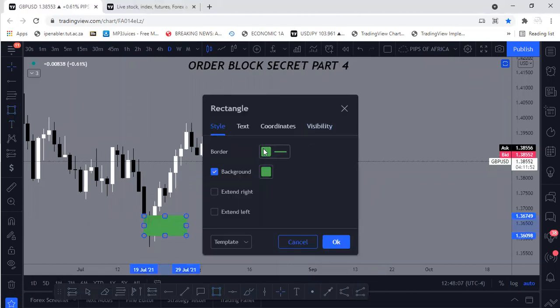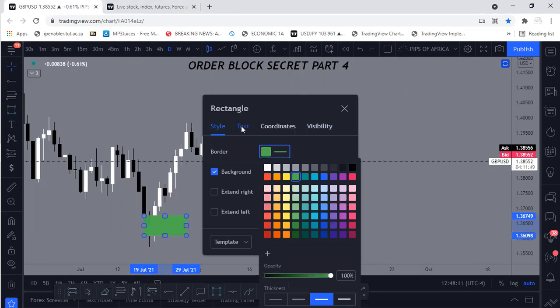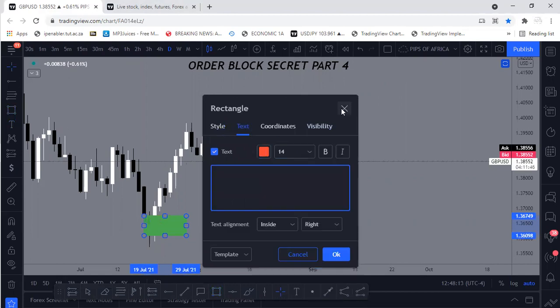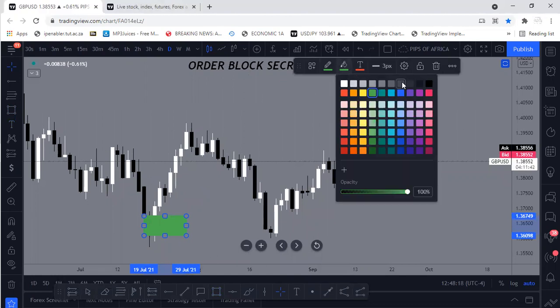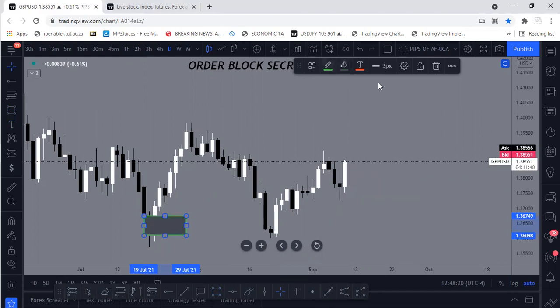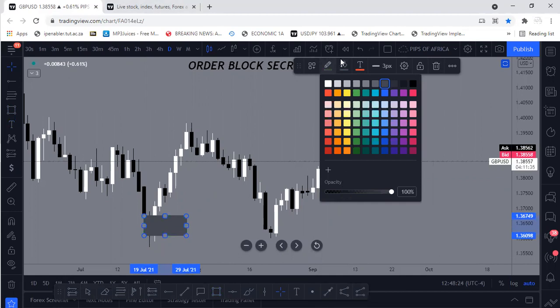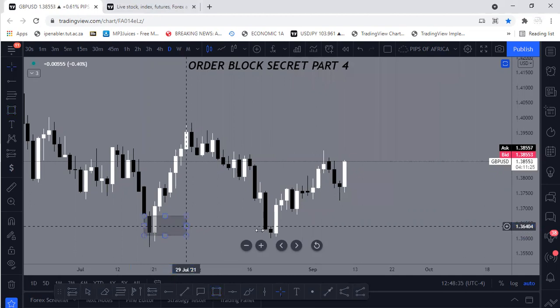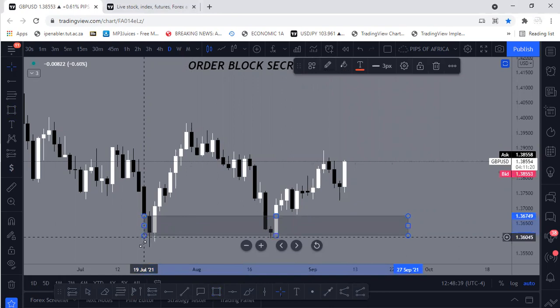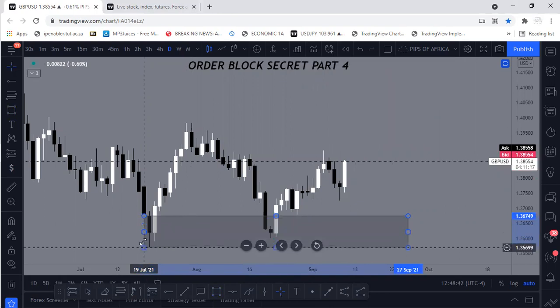Let me try to change the color. Then also change this one. Come to this one. So now, I did mark this order block like this, here to this wick.